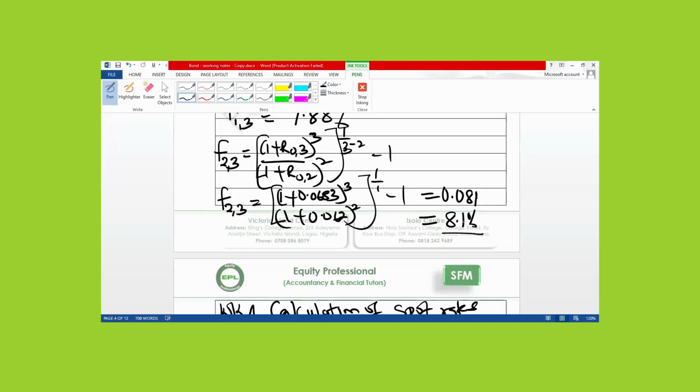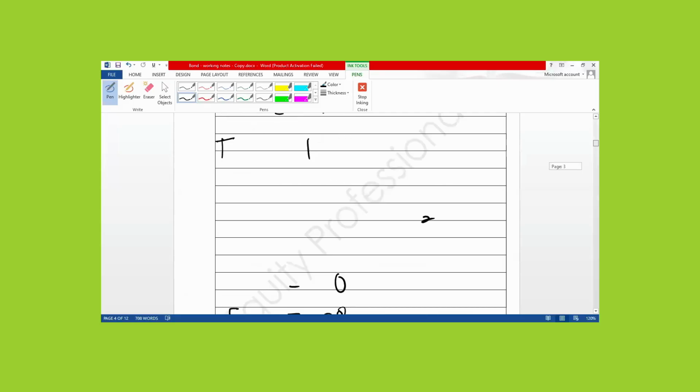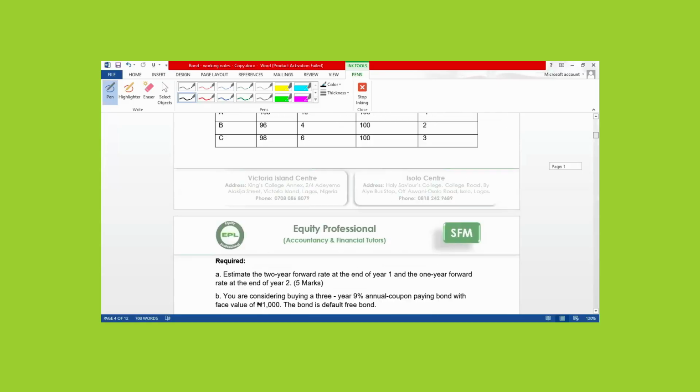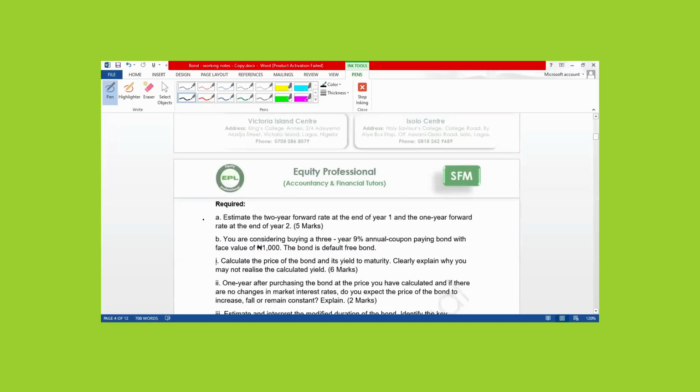You have resolved requirement A. We have estimated forward rates: 2 years forward rates at the end of year 1 and 1 year forward rates at the end of year 2. We have resolved this requirement.